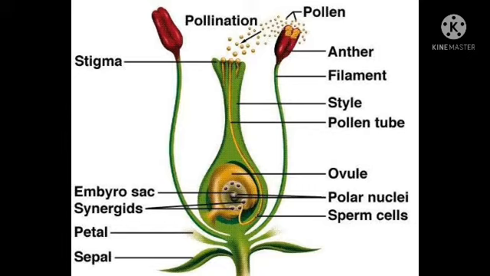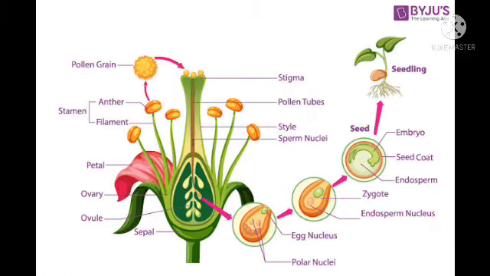Fertilization. Fertilization is the process of fusion of male and female gametes to form a zygote during sexual reproduction. Pollination is followed by fertilization in plants, and the events are: pollen grains land on the stigma, pollen tubes grow out of the pollen grains, travel through the style and reach the ovary through the micropyle.